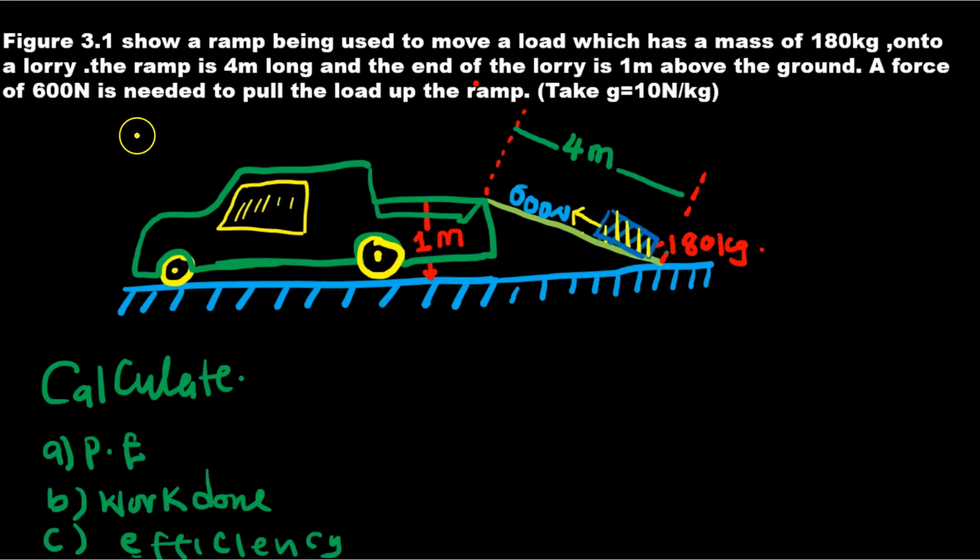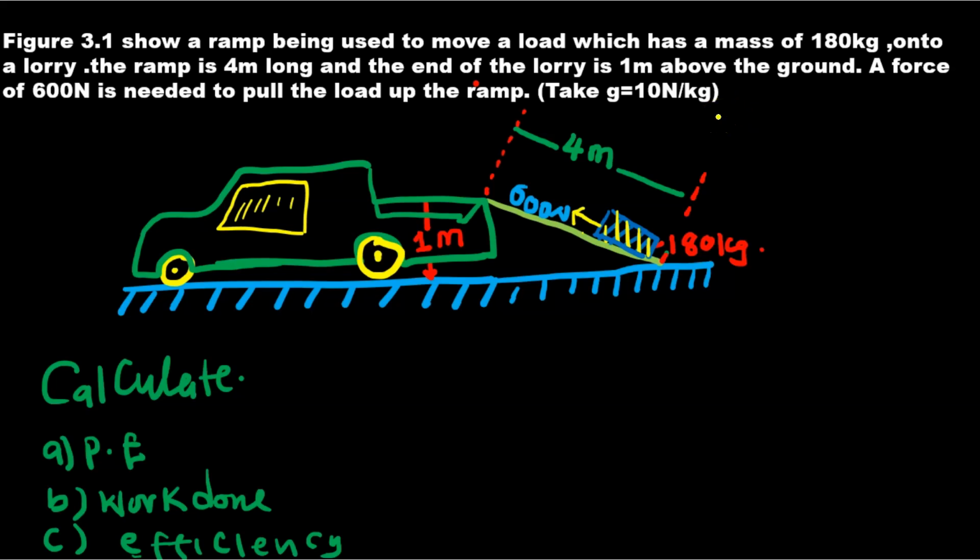Figure 3.1 shows a ramp being used to move a load which has a mass of 180 kg onto a lorry. The ramp is 4 meters long and the end of the lorry is 1 meter above the ground. A force of 600 Newton is needed to pull a load up the ramp. Take gravity to be 10 Newton per kg. So that is the statement of the question.